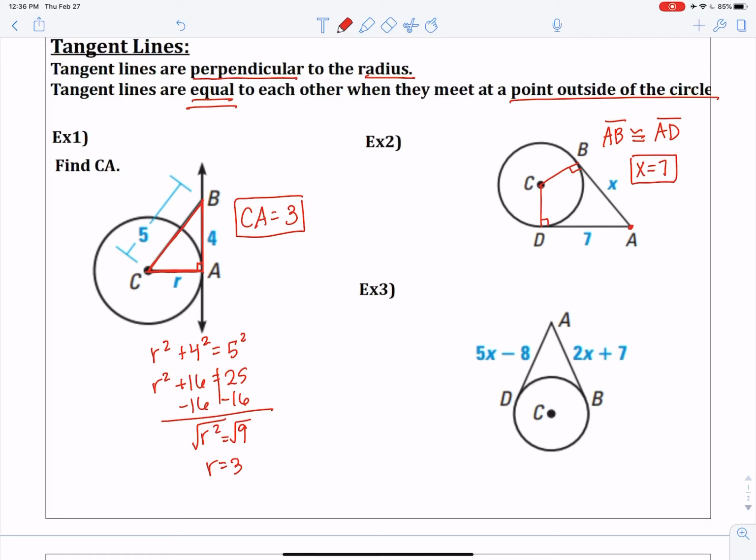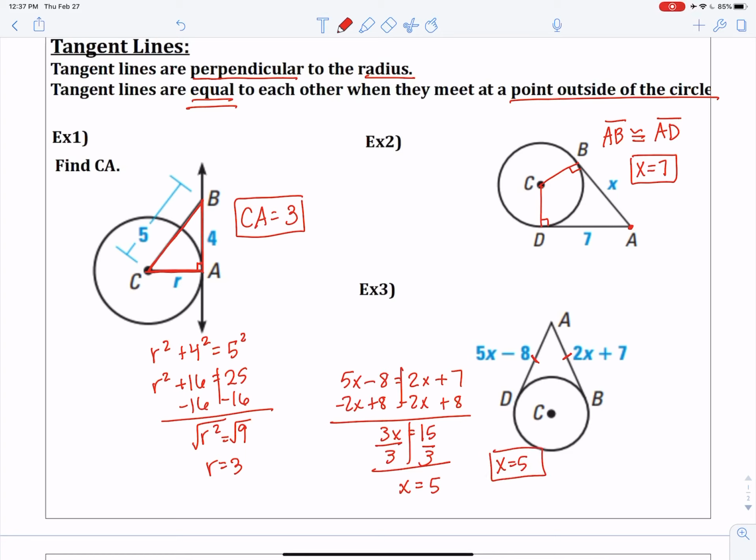In our third example, we're going to do the same thing. AD and AB are equal to each other, so we're going to set these 2 expressions equal to each other. So 5x minus 8 equals 2x plus 7. And then we're going to solve by subtracting 2x and adding 8. So I get 3x equals 15, divide by 3, and x is equal to 5. So x is equal to 5 for this one.